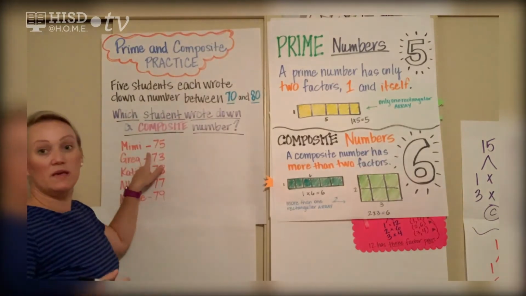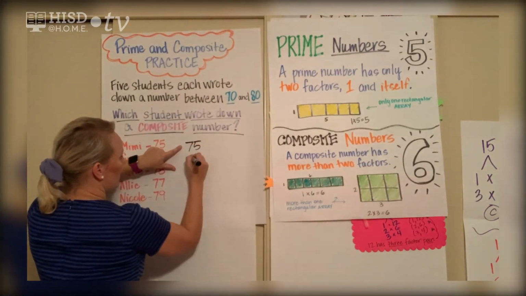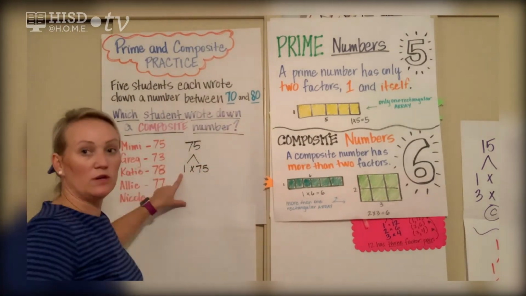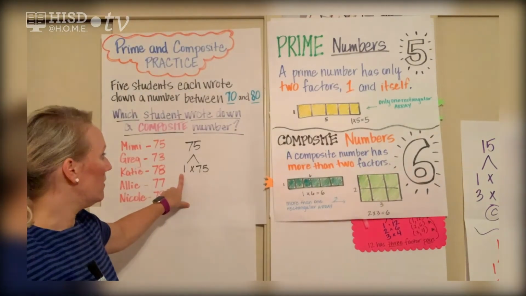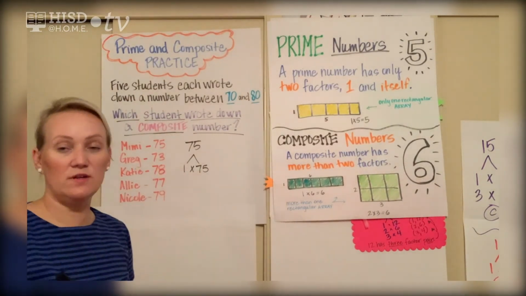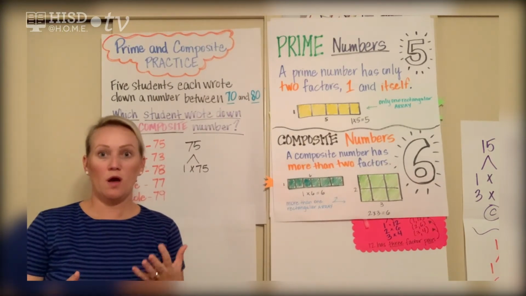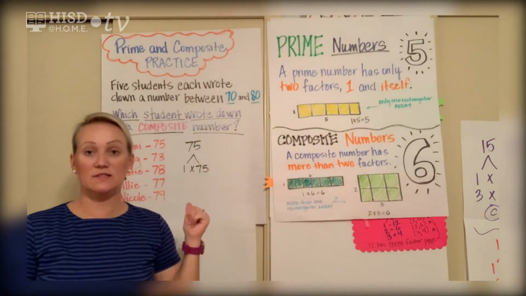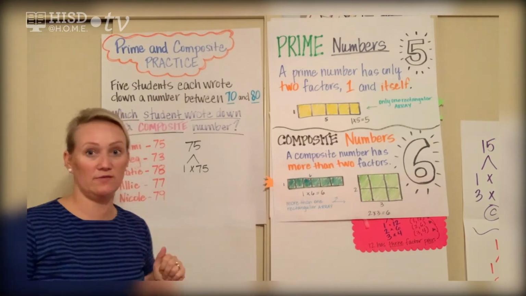So Mimi wrote down the number 75. So I'm going to start with that, 75. And I'm going to write 1 times itself. Did y'all see what I just did there? 1 times itself, okay? Then I'm going to look at 75 and think, that's a big number. I really don't know, but I have some clues. Any number that ends in a 5 is divisible by 5. So I know 5 times something will be 75.